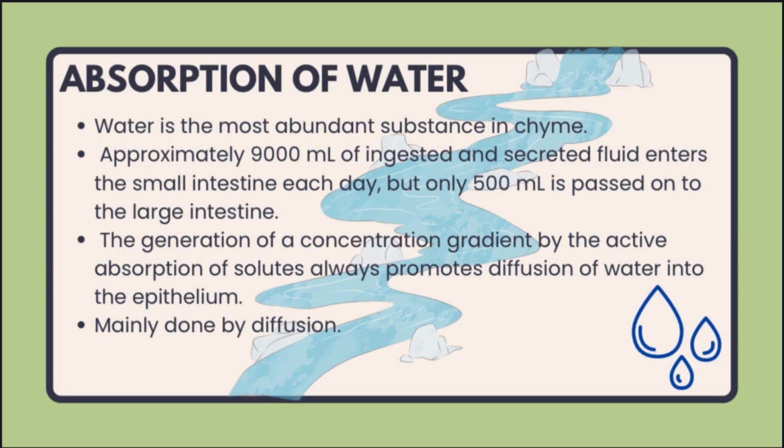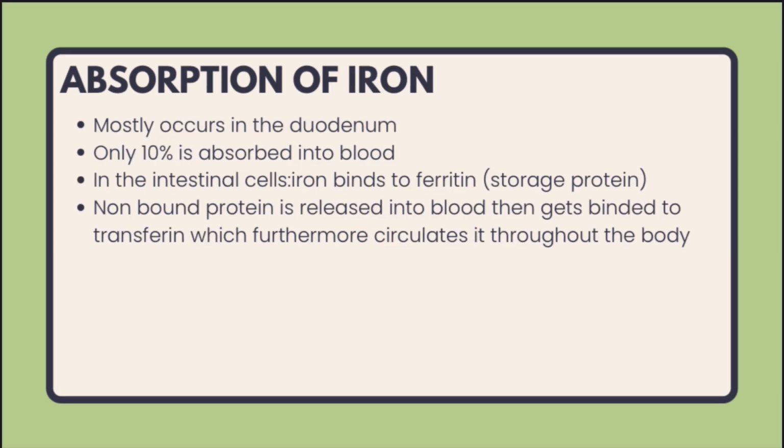Next we will discuss the absorption of water. First point is water is the most abundant substance in the chyme. Second point is approximately 9000 ml of ingested and secreted fluid enters the small intestine each day, but only 500 ml is passed on to the large intestine. Third point is the generation of a concentration gradient by the active absorption of solute always promotes diffusion of water into the epithelium. Last point is it is mainly done by diffusion. So water goes mostly by diffusion. It follows the crowd.